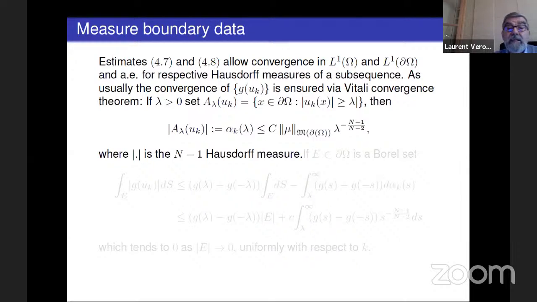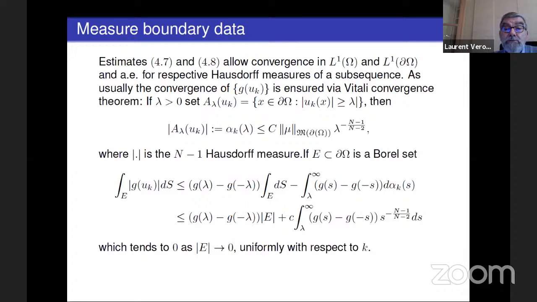You look at the set of x in the boundary of omega such that the absolute value of uk of x is bigger than lambda, and then you have the measure of this set, that means the measure on the boundary. I call it alpha k of lambda, and it is bounded by c times the measure of the boundary of omega times lambda to the minus (n minus 1) over (n minus 1). Why? This is just an estimate in the Besov space. This is a boundary estimate. Now you want to prove how to use the Vitali theorem.